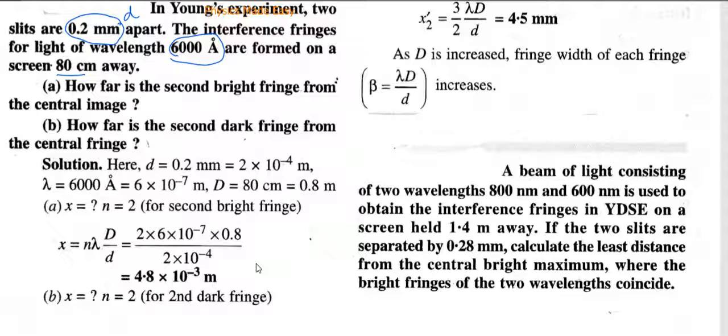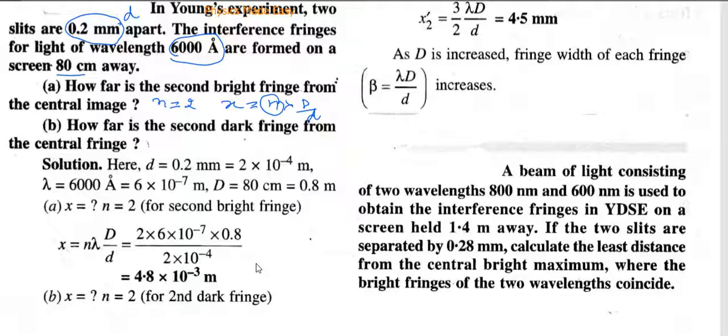How far is the second bright fringe from the central fringe? Put n is equal to 2, and make use of the formula x is equal to n lambda D by d. All the parameters are given, just put n is equal to 2.